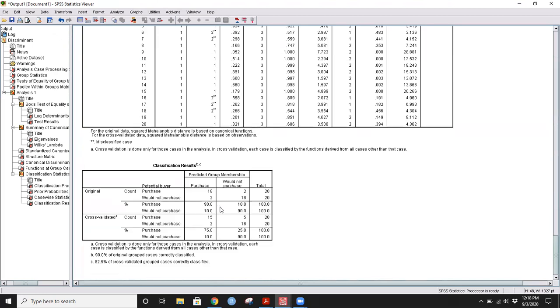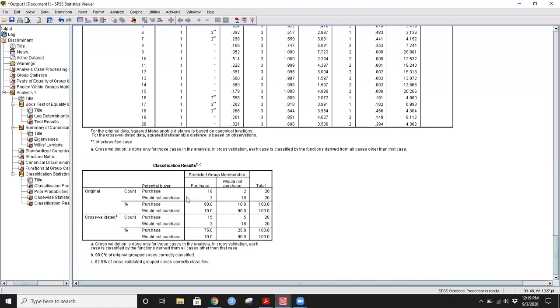Lastly, we have the most important table of discriminant function, the classification results. We also call this table the confusion table or the confusion matrix. So this table is used to assess how well the discriminant function works and whether it works equally well for each group of the dependent variable.